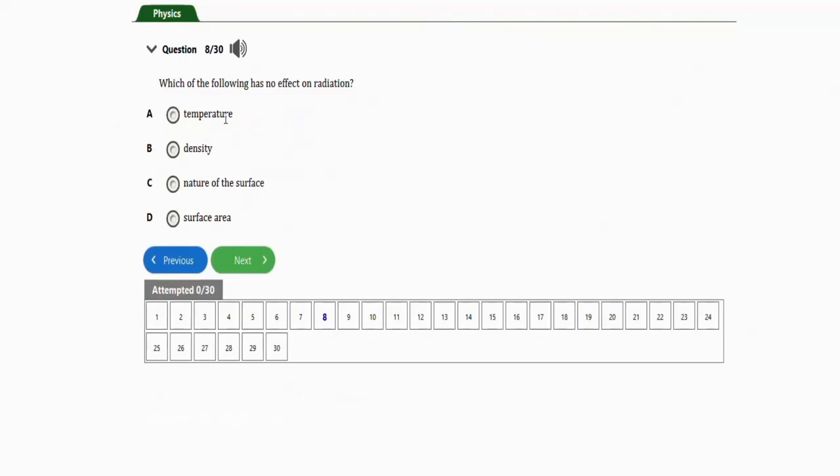Is this one? It says which of the following has no effect on radiation? We have temperature, density, nature of the surface, area. So the correct option in this question is B, density. Let's go to the next one.